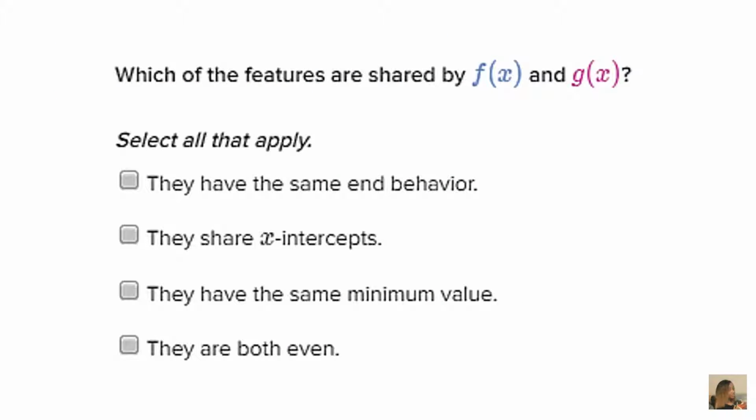So which of the features are shared by f of x and the function g of x? We're going to select all that apply. Do they have the same end behavior? Do they share x-intercepts? Do they have the same minimum value? And are they both even?